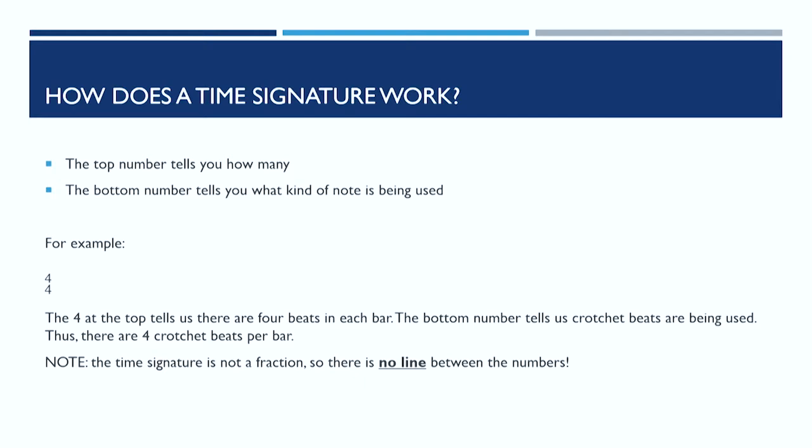Now, if you look at the bottom of the slide that you are seeing now, it says the time signature is not a fraction. So there is no line between the numbers. Many students put a little line between the top number and the bottom number. If you look at the example on your screen of 4/4, there is no line between the top 4 and the bottom 4. That's very important to remember.